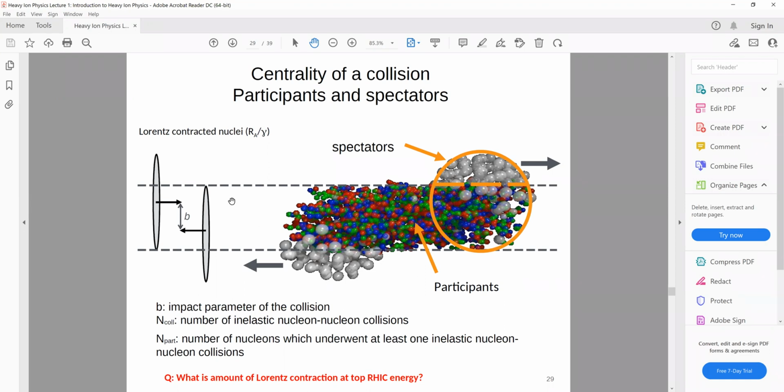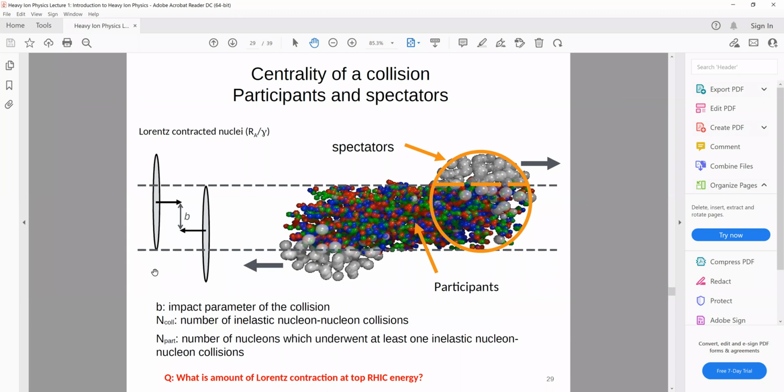Now, impact parameter is defined as the perpendicular distance between the centers of the two nuclei. So if the two nuclei collide head-on, one just on the other, this B will be 0. Their centers will be on the same line. And if they collide like this, it is called a central collision.